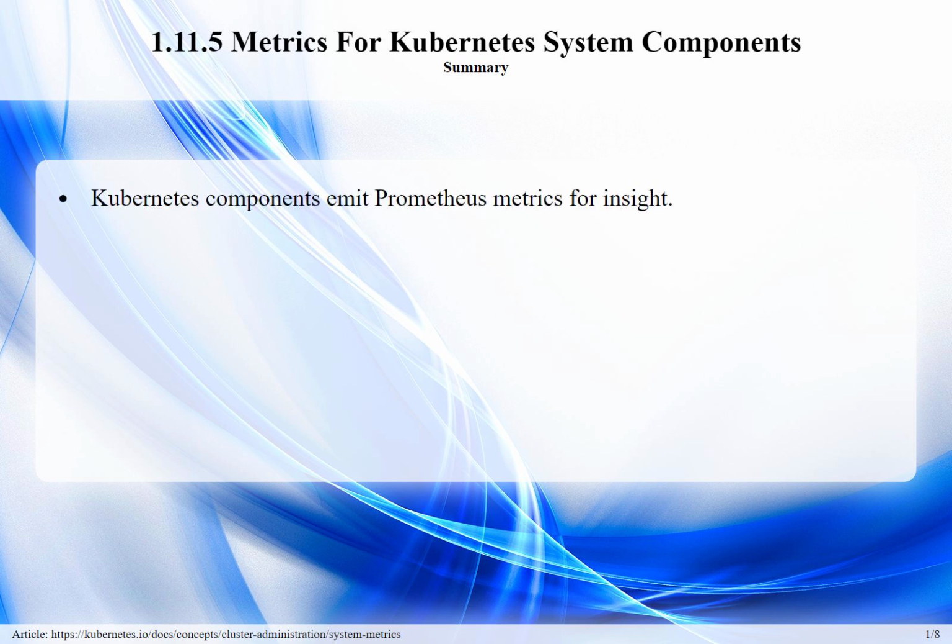Kubernetes system components emit metrics in Prometheus format to provide insights into their operation. These metrics can be instrumental in constructing dashboards and alerts. Metrics are accessible through the metrics endpoint, and some components require a flag to enable this. Prometheus server can scrape these metrics for further analysis.